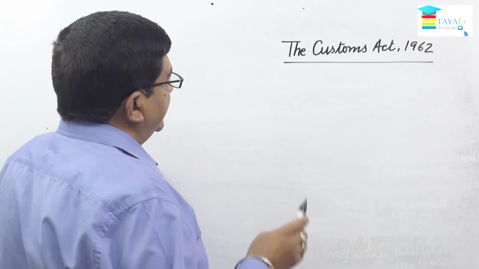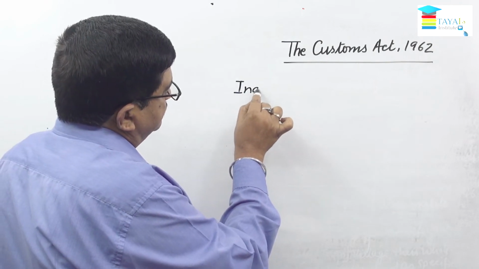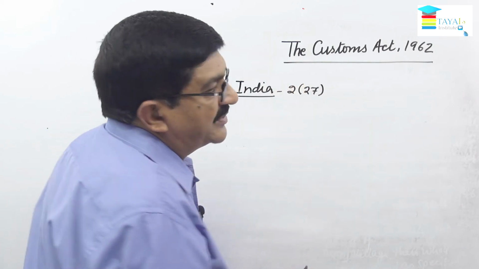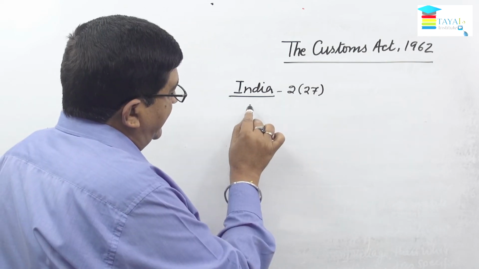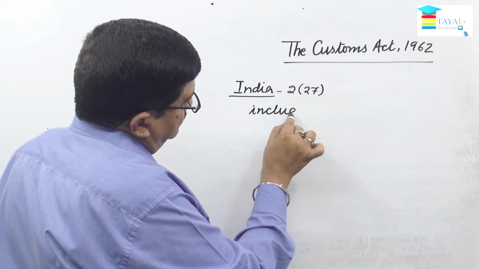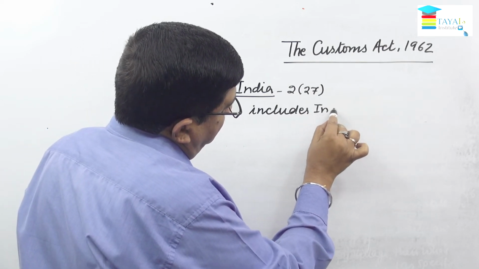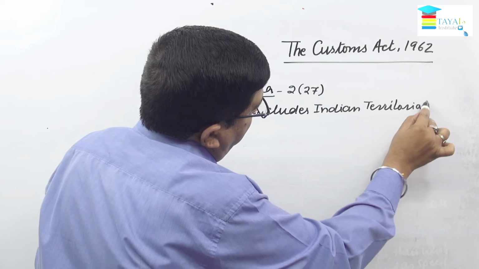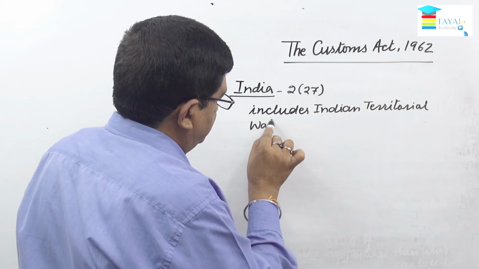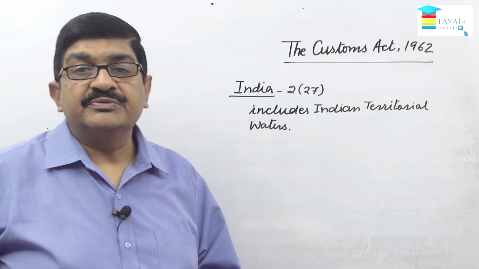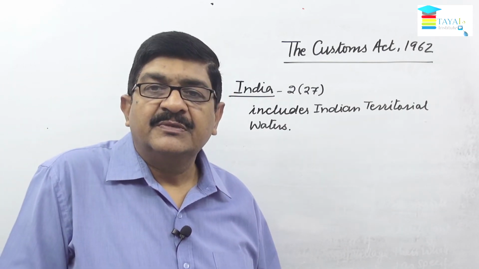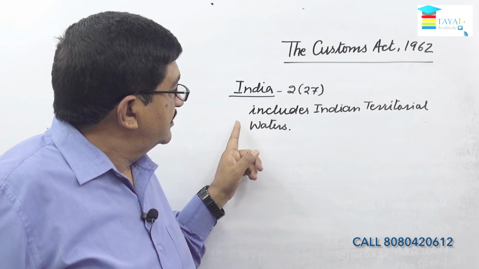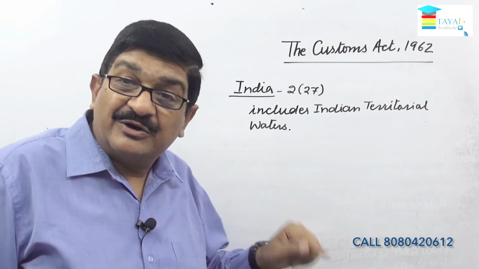Okay. So, the word India is defined under section 2 subsection 27 of the Customs Act. Now, India, this simply says India includes Indian territorial waters. So, includes means what? It is not defining. It's saying it includes.